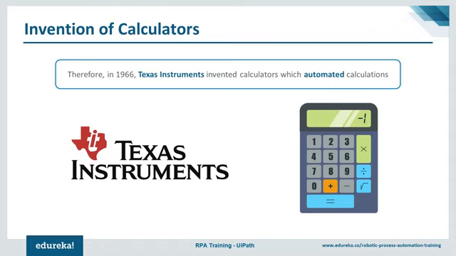To solve this problem, in 1966, Texas Instruments came up with the first pocket calculator, which automated calculations. So now you don't have to solve them on paper. All of that can be done by your calculator. All you have to do is feed in the values in the calculator, and the calculator will give you an answer instantly. So this was a task which was automated by inventing a technology called calculator.